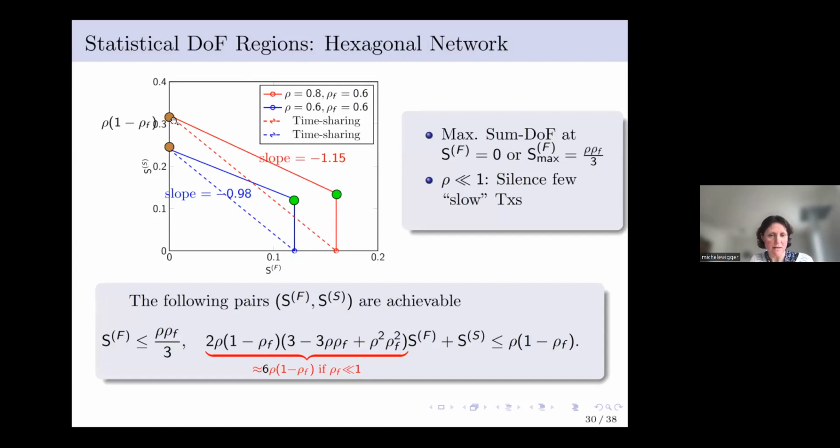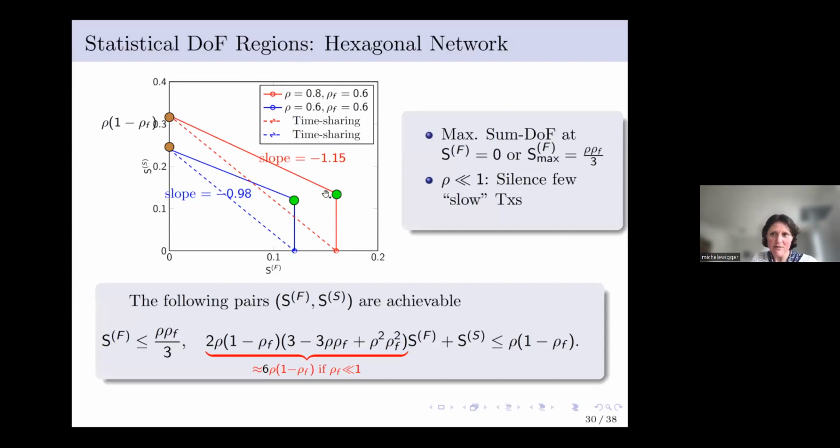So we have two plots here, basically. One is for rho. So this is the activity parameter, the probability that each transmitter has a message to send. And then if it has something to send, with probability 0.6 it's a fast message, and otherwise a slow message. And so here in the red, this is the DoF region we can obtain.